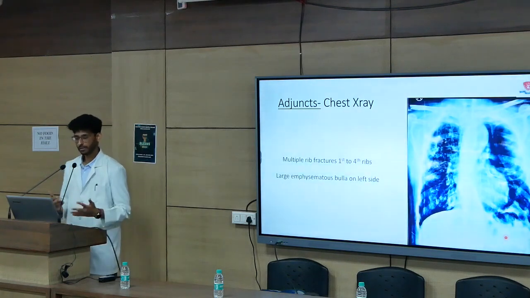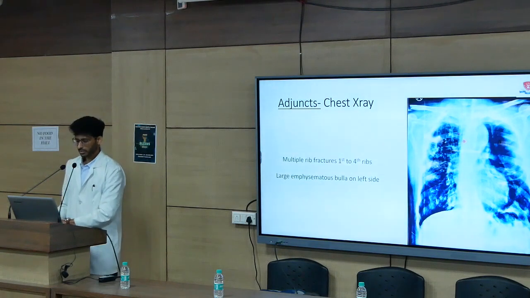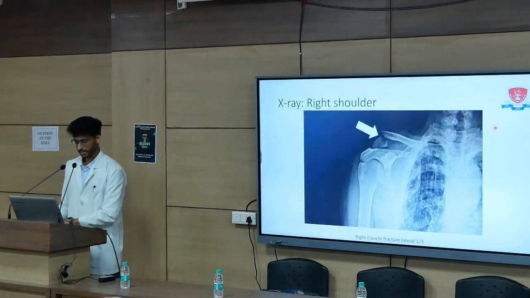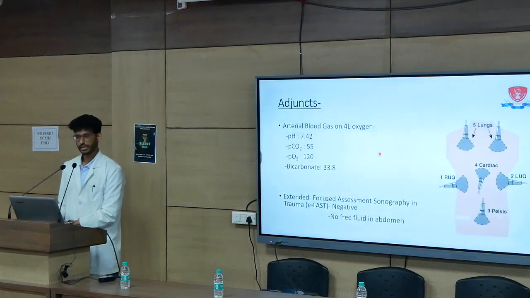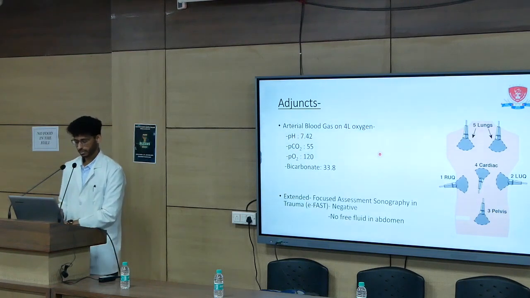To help us establish a diagnosis, we did our primary survey, and these are the adjuncts. First of all, a chest X-ray was done. This X-ray was not up to the standards, but still we could see right side multiple rib fractures along with a large bulla over the left side. Next, we did a shoulder X-ray, which showed a lateral third clavicle fracture. ECG had normal sinus rhythm. Other adjuncts included ABG and EFAST, which stands for Extended Focused Assessment Sonography in Trauma, which was negative.